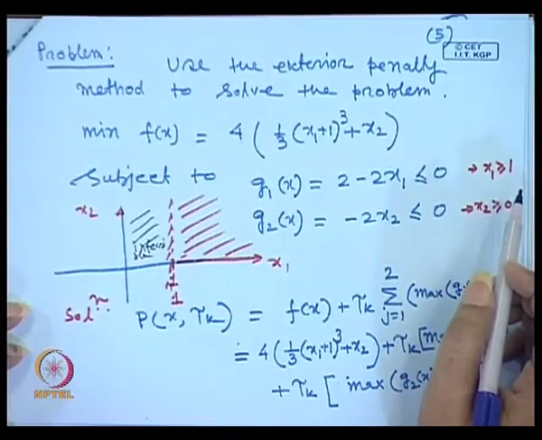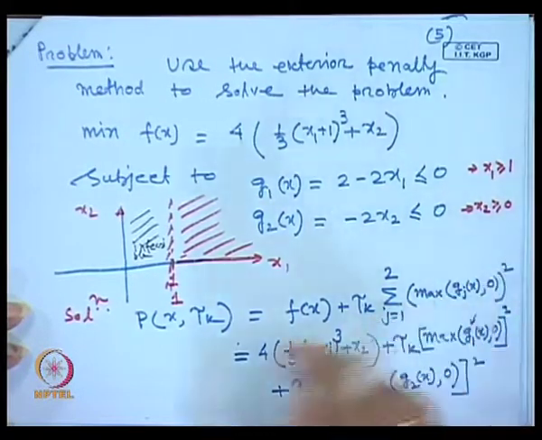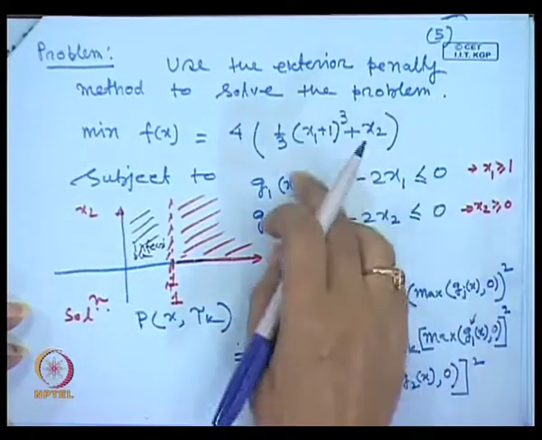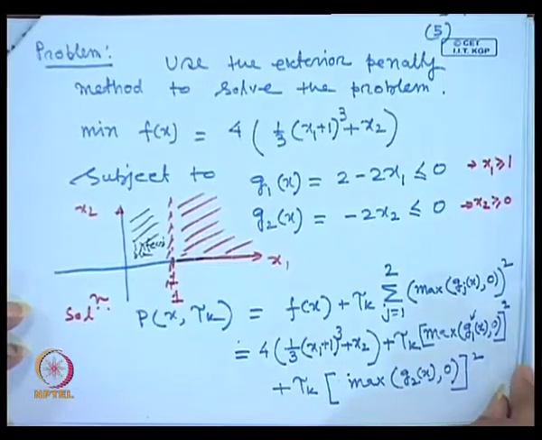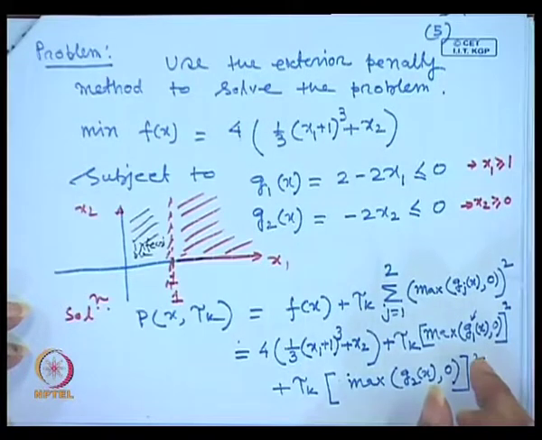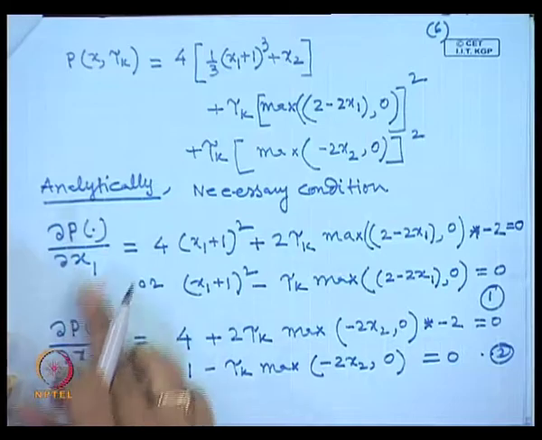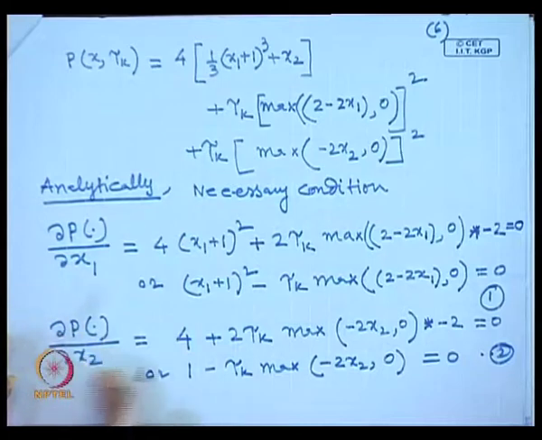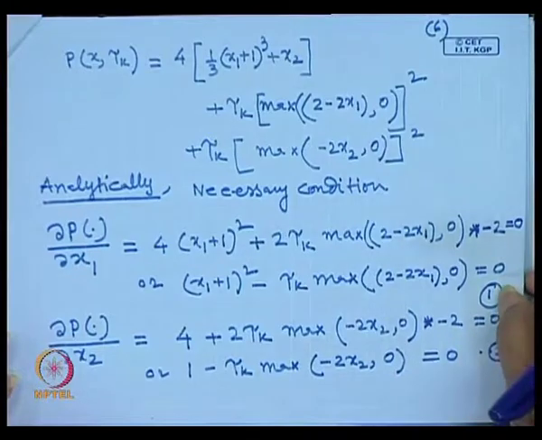Initially we form the penalty function with the objective function and the constraints this way. Once you form this, your job is to find the necessary condition for the function to be optimized. This is the analytical solution: finding the necessary conditions del P/del x1 and del P/del x2 equal to 0. After solving, we get a set of 2 simultaneous equations, and our job is to solve them.